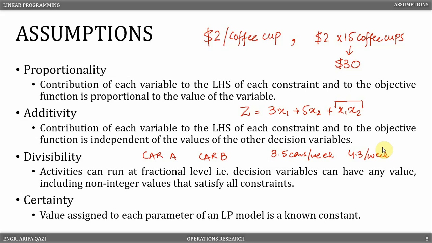But if we restrict these values to integers, say in the case of the tea and coffee example, where we can either sell 2 cups of coffee or 3 cups of coffee, then this no longer remains a general linear programming problem.